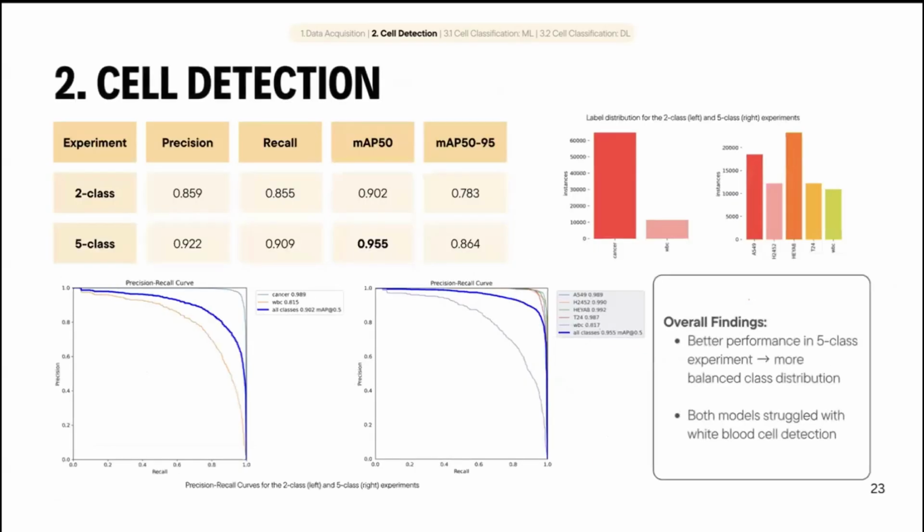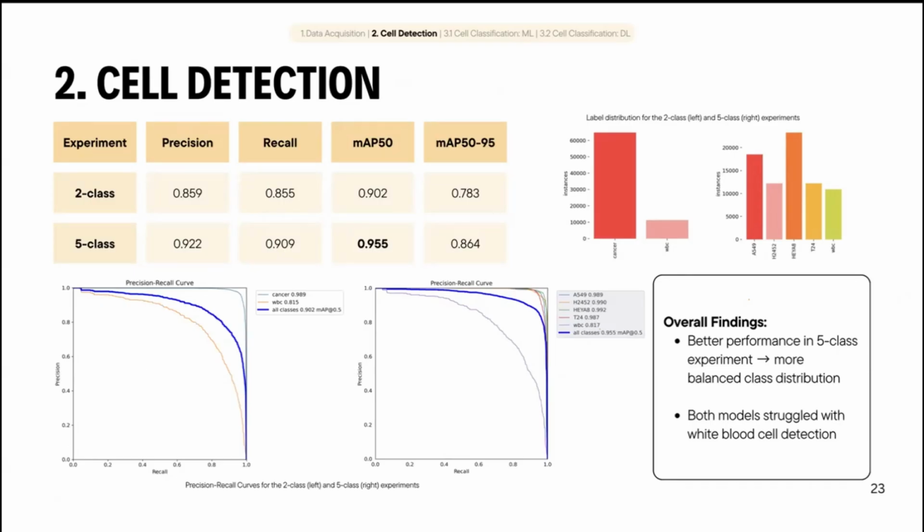This becomes clearer in this slide, where we can see from both the values in the table and the precision and recall curves. The 5-class achieved 95.5% mean average precision, while the 2-class achieved 90.2%. And the same is true for the precision and recall curve as well.